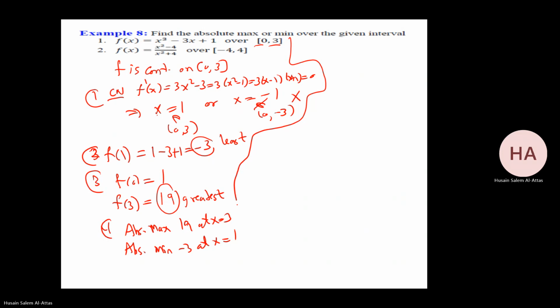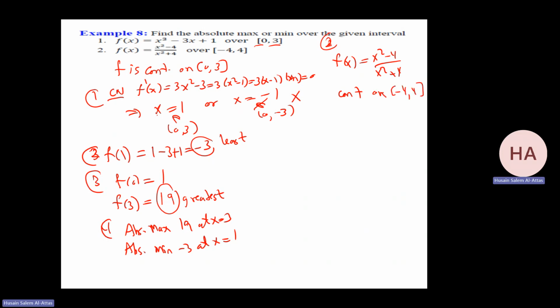Okay. Now, second question, f of x equal x squared minus 4 over x squared plus 4, which is continuous over this closed interval. Okay, so I need to find f prime, critical numbers. By the way, this is defined everywhere, the denominator cannot be 0. So, critical number, do f prime.